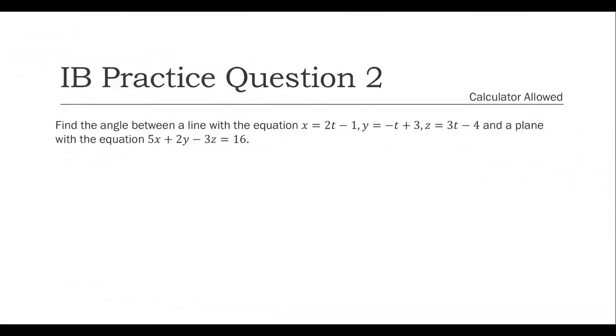Now for our second IB practice question, it says find the angle between a line with an equation x equals 2t minus 1, y equals negative t plus 3, z equals 3t minus 4, and a plane with the equation 5x plus 2y minus 3z equals 16. So we'll have a plane and a line. So this plane would extend in both directions.